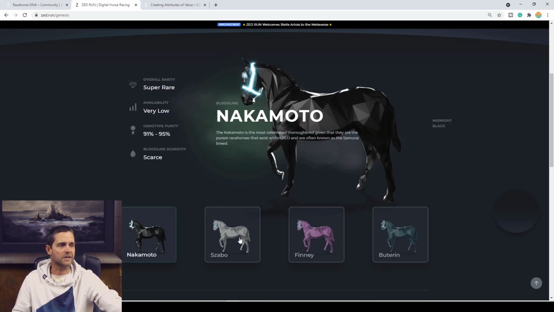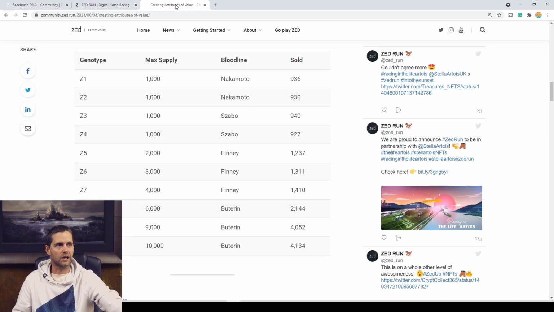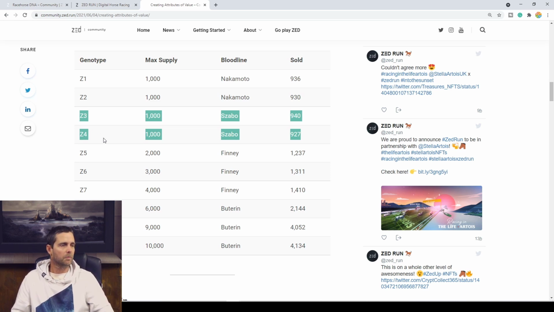And as we come down, let's have a look at the Zarbo. Once again, the Zarbos are still super rare. And if we click over to this attributes here, you can see these are my Zarbos. I don't have a lot of the Zarbos. I have a few little hedge bets in there, but not too many. But you could consider them to be really great value in actual fact, because they are as rare as the Nakamotos. In total, only 2,000: 1,000 Z3s, 1,000 Z4s. Okay, so they are as rare as the Nakamotos.